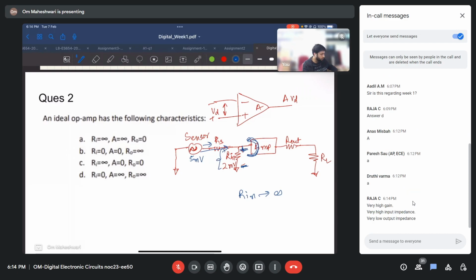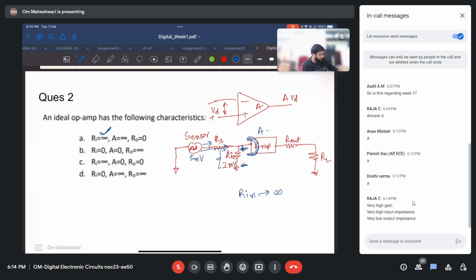That is why we need high input impedance. Since it is an amplifier, we want gain to be very high, and R out should be less, again the similar concept. If R out is very high, all of the output voltage V out will drop across R out. We do not want that. We want it to drop across the load. So R out should be approximately 0 so that all of the voltage drops across the load. That is why the answer is A.